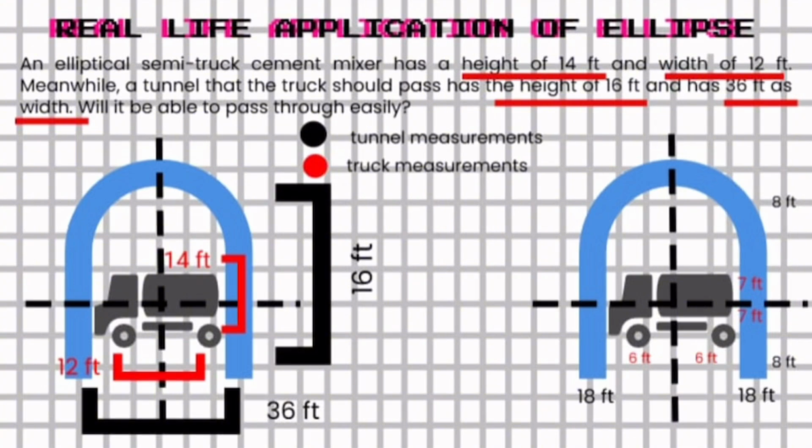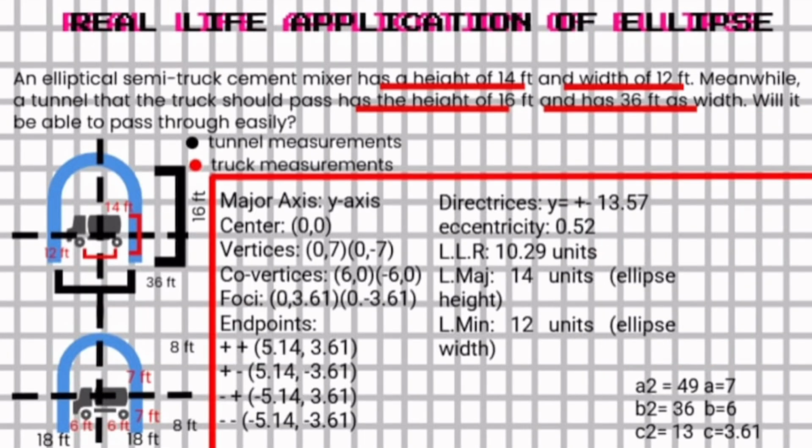Here, you can see that I divided the measurements into half, with the black measurements as the tunnel measurements and the red as the measurements of the truck. As you can see on the bottom part, I placed the values of a squared, b squared, c squared, and also the a, b, and c.